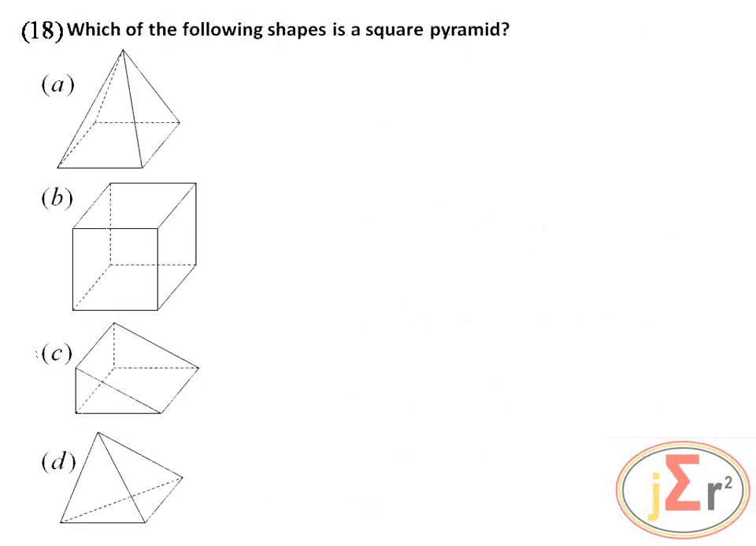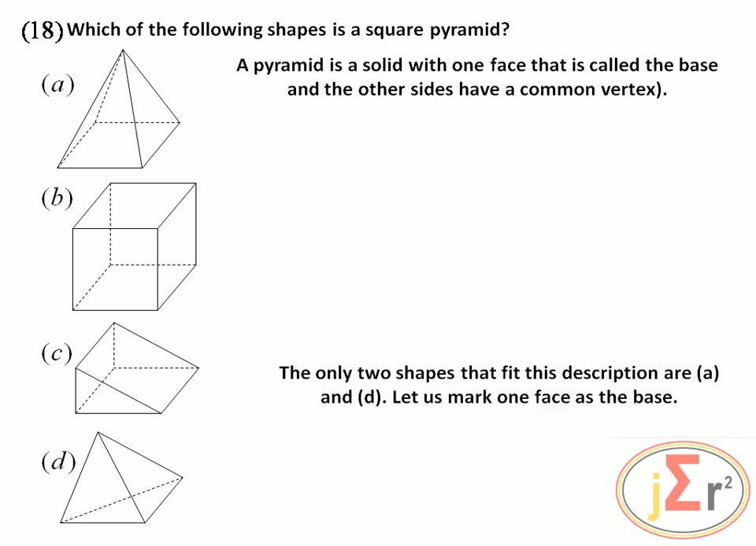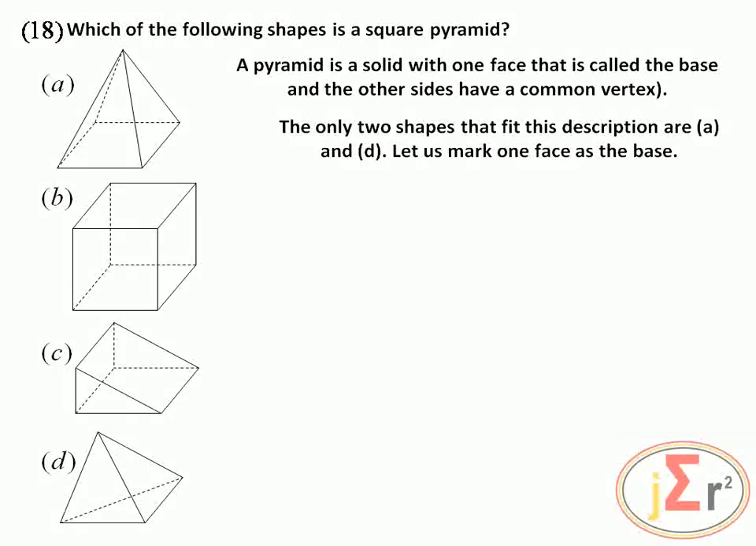Which of the following shapes is a square pyramid? A pyramid is a solid with one face that is called the base, and the other sides have a common vertex. So we have one face that is called the base, and the other faces have a common vertex. The only two shapes that fit this description are A and D.